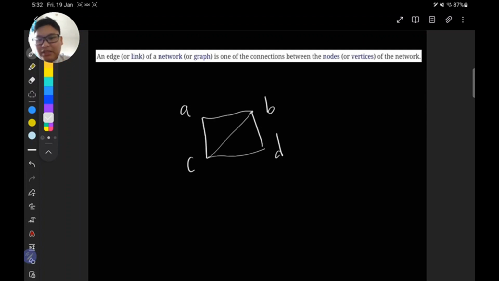So it means that the edge is here, the connection between A and B. Okay, so if we want to count based on this graph, there should be 1, 2, 3, 4, and 5 edges in this graph.